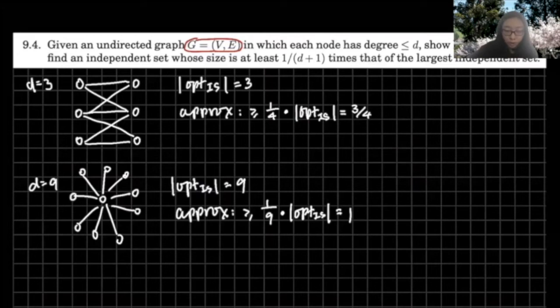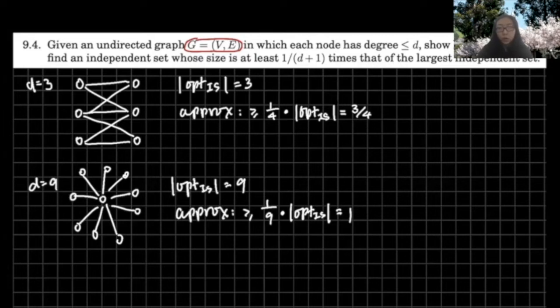Basically, the problem is asking: for a given undirected graph where each node has a degree less than or equal to d, i.e. is connected to at most d other nodes within the graph, show how we can efficiently find an independent set whose size is at least a fraction of the largest independent set. We can call this the d+1 approximation, and it is dependent on the max degree of the entire graph. So that is a special property which gives us a possible approximation for this algorithm.